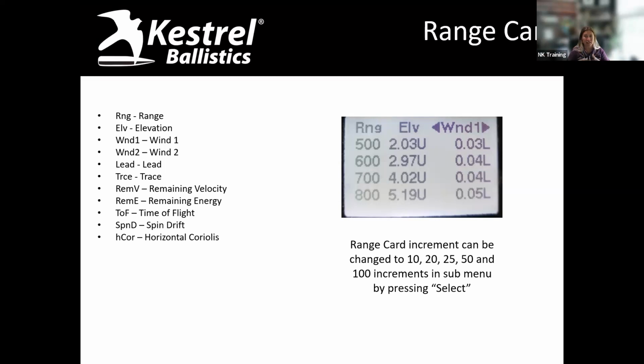Remaining energy is critical for many different reasons, but hunting is a really good reason to make sure that you know the remaining energy at the distance you're shooting. Time of flight, for all the ELR shooters, that's so cool. Saying like, okay, I'm going to wait 9 seconds till my impact hits. So that will give you an idea of what your time of flight is. And then spin drift and horizontal Coriolis are both displayed there, even if you have them turned off so that they're not applied to your elevation hold. So that is all on range card.